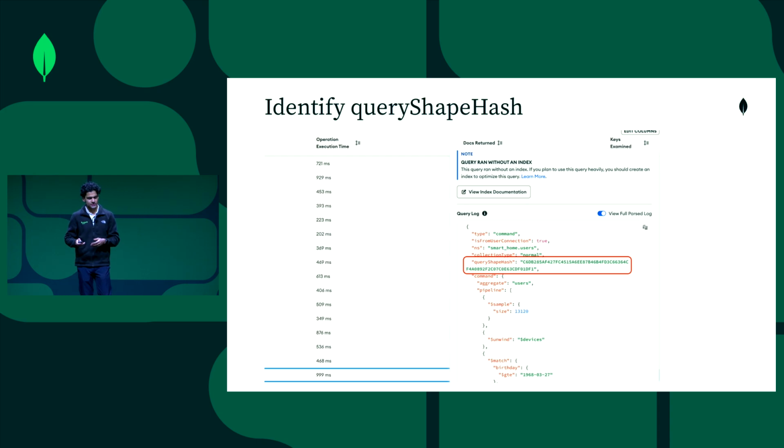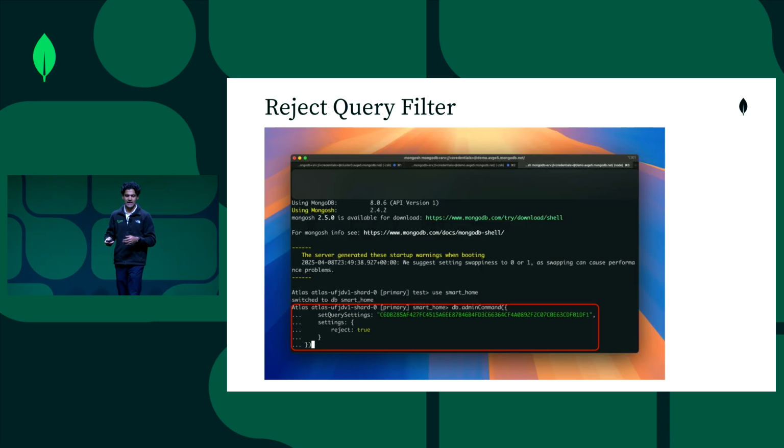I'll copy this hash, and I use the admin command, and I paste my query shape hash into the set query settings. This is exactly what persistent query settings looks like. And I set reject to true. What this does is that every time your database is being hit with this particular query, it immediately rejects it. That means your system resources are being protected, and you have stopped the bleeding immediately.